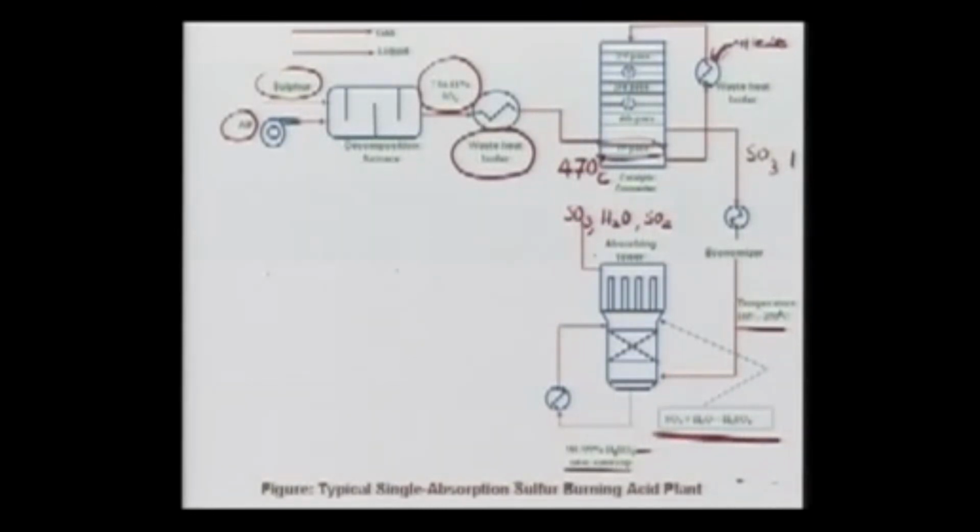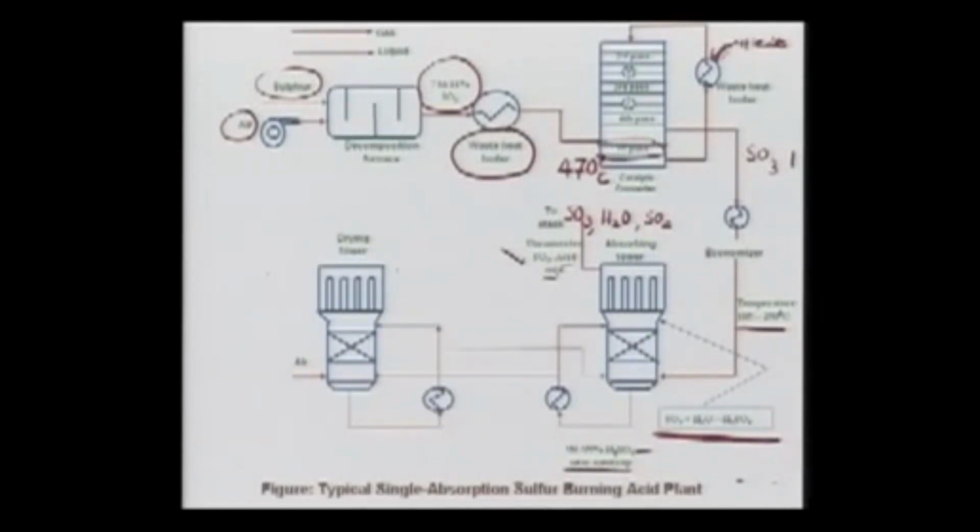Whatever is not absorbed in the tower and not converted into sulfuric acid goes out as emissions. Those emissions are unconverted SO2, as you can see here, and some little acid mist that can also go out to the atmosphere. Let me complete this picture. What else is happening here?